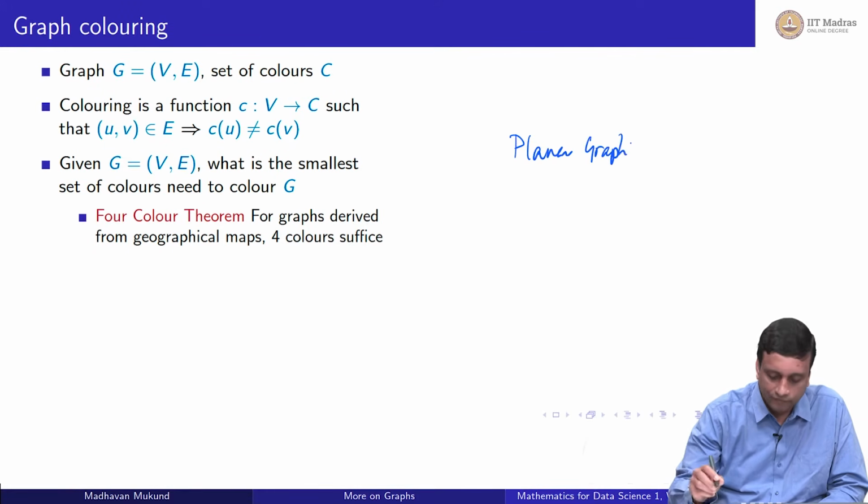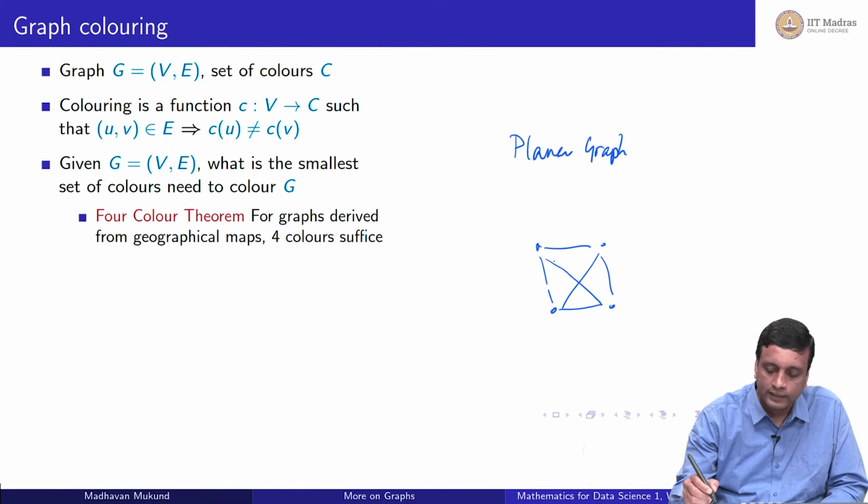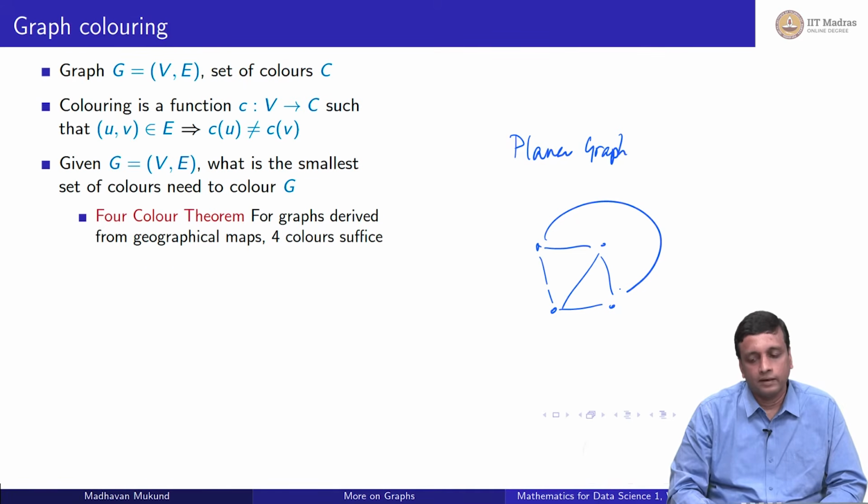A planar graph is something where if I draw the edges, they will not cross. So this is a planar graph. If I draw this edge, for instance, then these 2 edges are crossing. But this is not necessarily a problem, because I can take this edge which is crossing and draw it around. So this is still a planar graph.